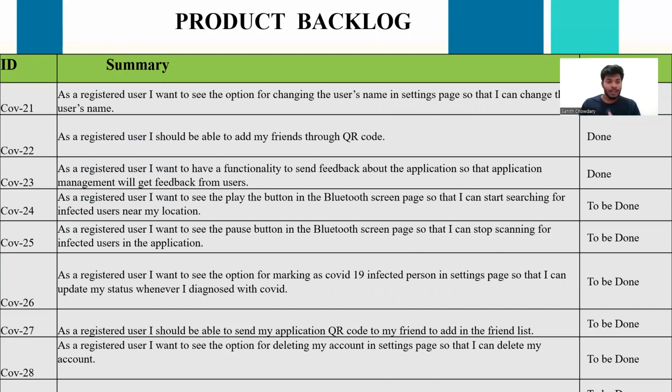And in COV23, the user should be able to give the feedback of the application, where the management can have access to that feedback and make the necessary changes according to the feedback. And all these user stories up to COV23 are done, and the user stories from COV24 to 29 are yet to be done.